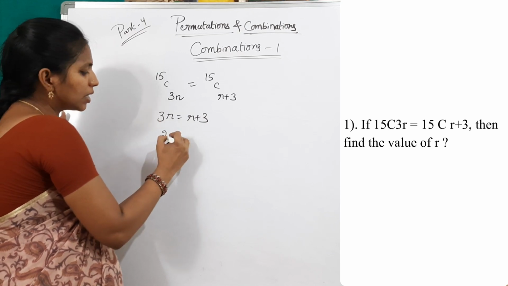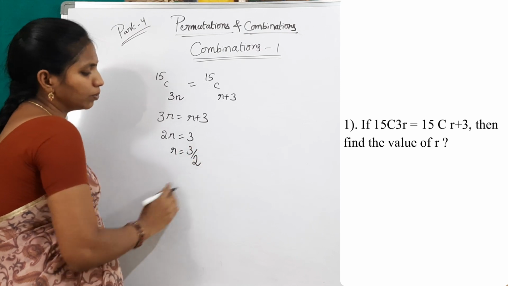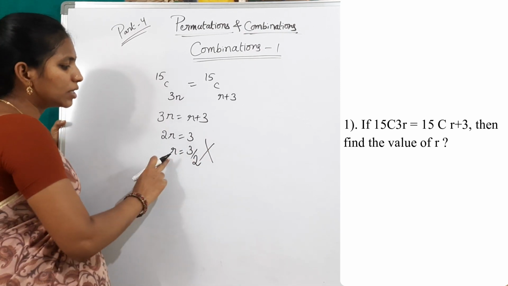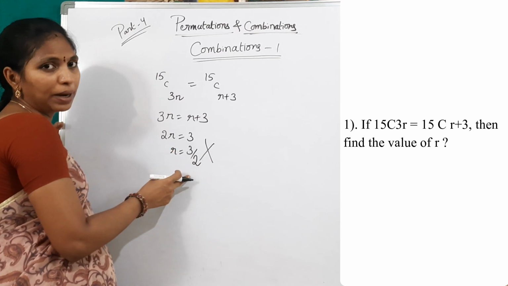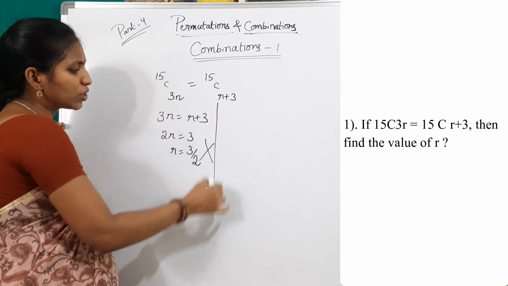3r minus r is equal to 2r equal to 3. Then r equal to 3 by 2. This is not possible. R is not a fraction, but here the value is the fractional value 3 by 2. This is wrong, not possible. So go for the next formula here.